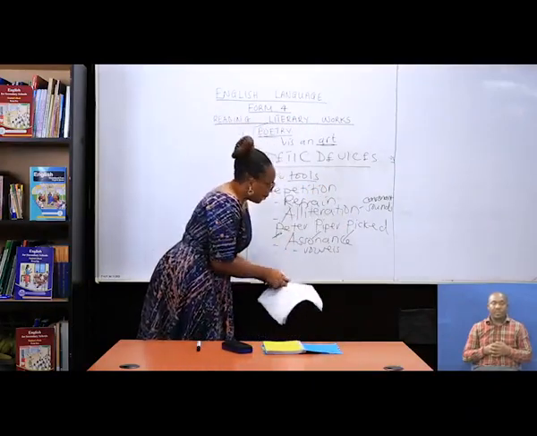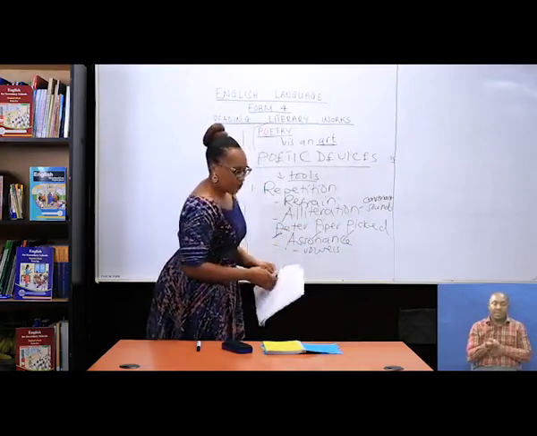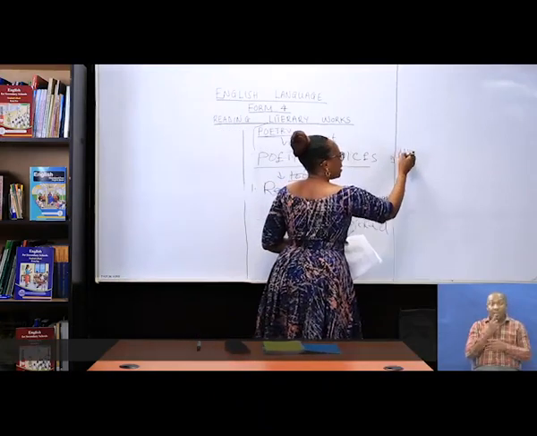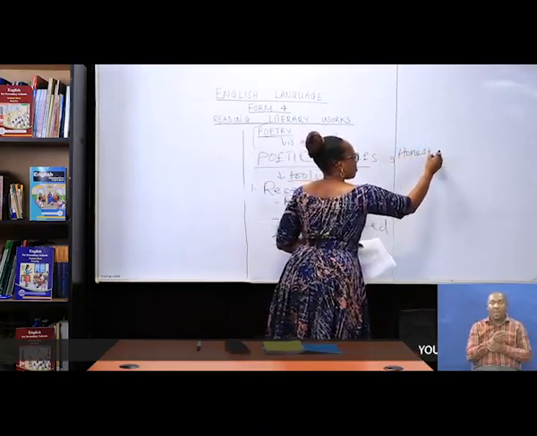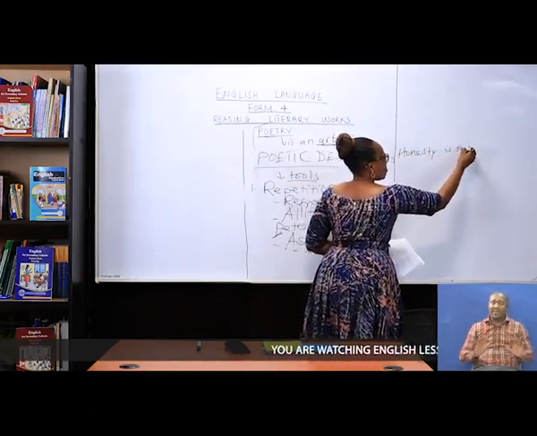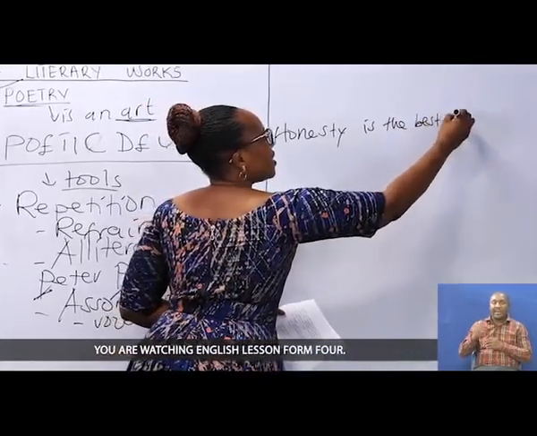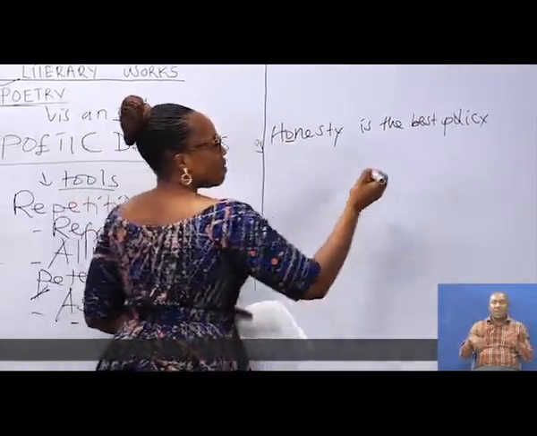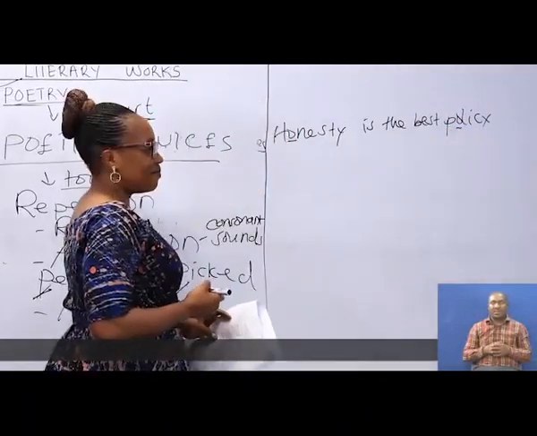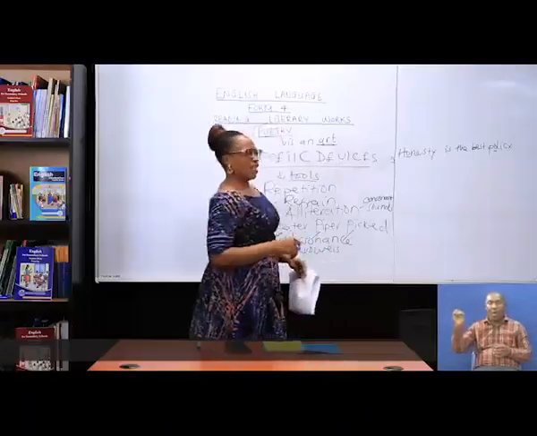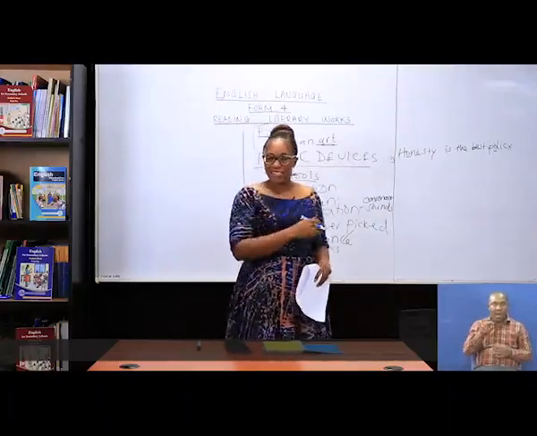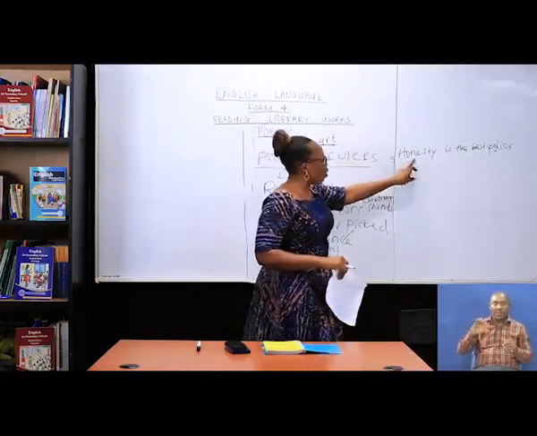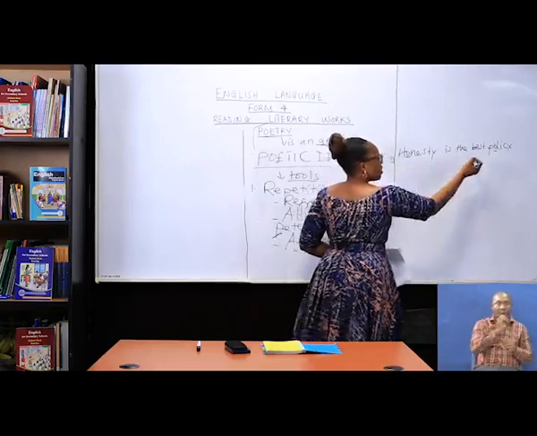If I say, for example, "Honesty is the best policy." So if somebody asks, can you see any poetic device in the poem? Then you look. I can see some O's here: honest and policy.